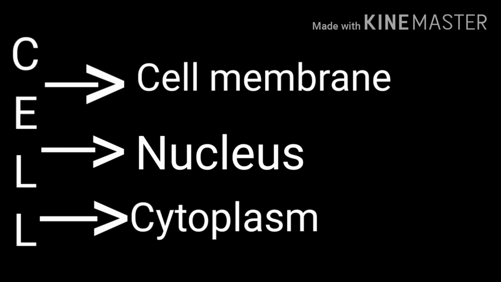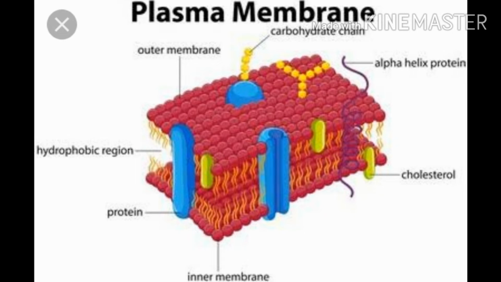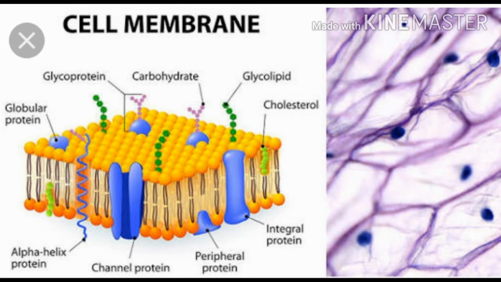First of all, a cell. A cell consists of three parts. They are the cell membrane, the nucleus, and between the two, the cytoplasm. Each cell in our body is enclosed by the plasma membrane. Plasma membrane is also known as the cell membrane.